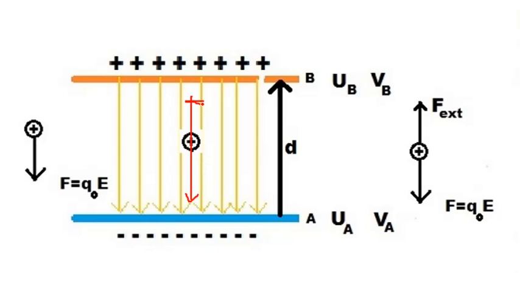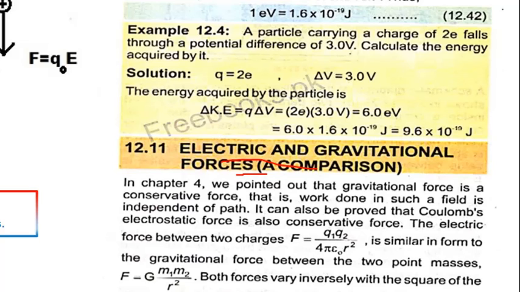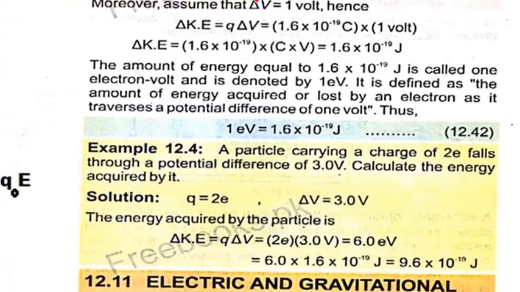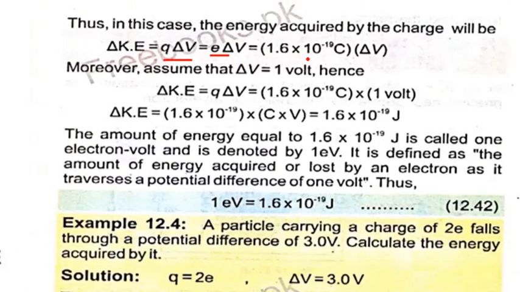To find the potential energy loss or change in potential energy, we will use the equation delta U equals Q naught delta V. Now, if this charge that we are considering in the figure has charge e, 1.6 times 10 raised to minus 19 coulomb, then putting this value in this equation, we get e delta V equals 1.6 times 10 raised to minus 19 coulomb. The delta KE means change in kinetic energy. When the charge moves down, it gains kinetic energy at the cost of potential energy.